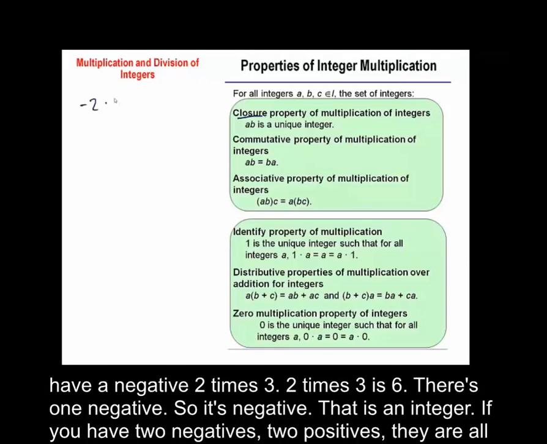So you have a negative 2 times 3. 2 times 3 is 6, and there's 1 negative, so it's negative. That is an integer. If you have 2 negatives, 2 positives, they are all integers.